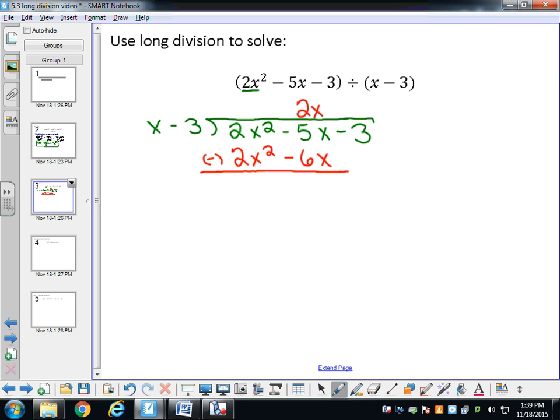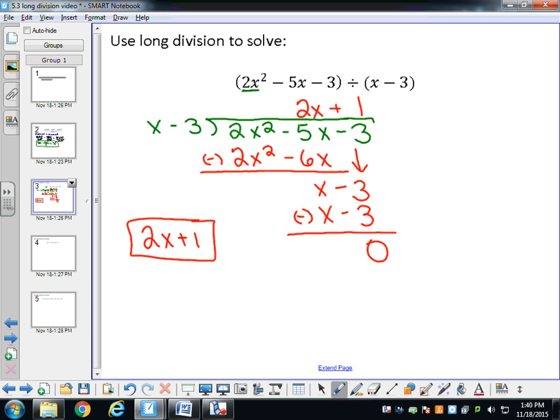Now, be careful when you're subtracting. Here it's negative 5 minus a negative 6, so I simply get x. Now, bring down the minus 3, and then I look at x needs to be multiplied by what to get rid of x? Well, that would just be simply 1. That gets multiplied through. When I subtract, I end up with 0. So my final answer is simply 2x plus 1, no remainder.